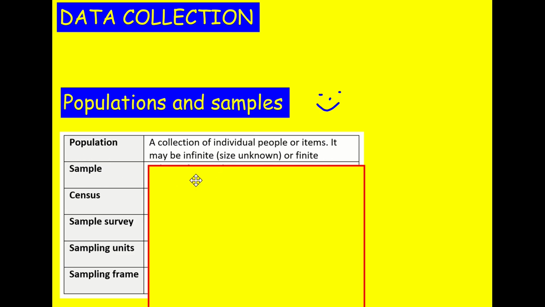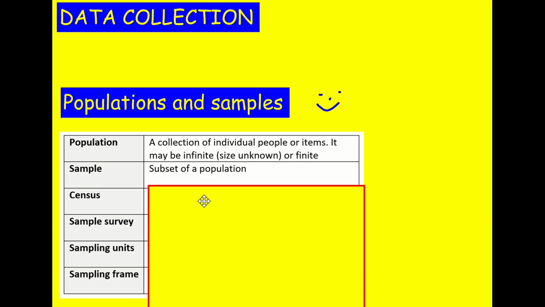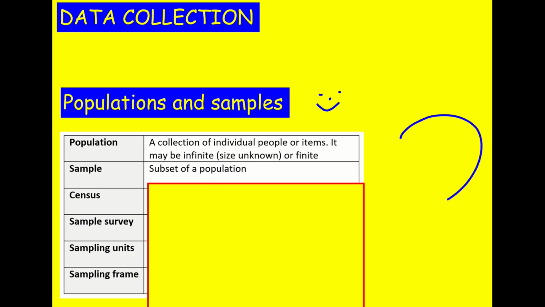Okay, a sample leads on from this. A sample is a subset of a population. So we've got the whole population of shoes, and then you might just look at some shoes right here.